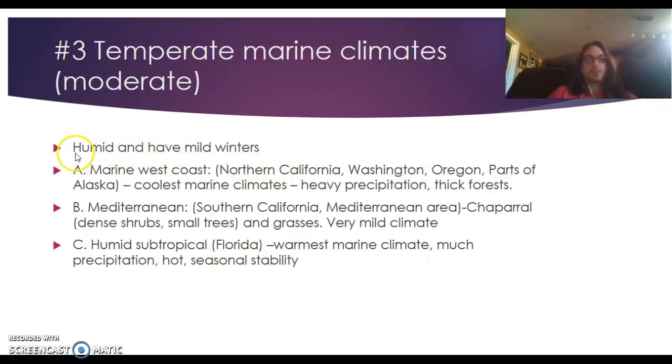Okay, so the first subclass is Marine West Coast. You're going to think of Northern California, Washington, Oregon, and then parts of Alaska. And those are the coolest marine climates.